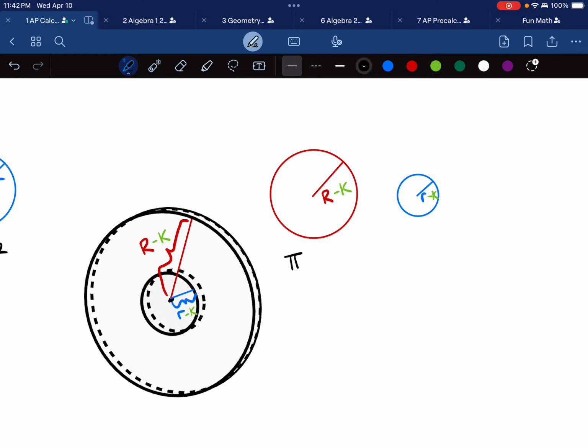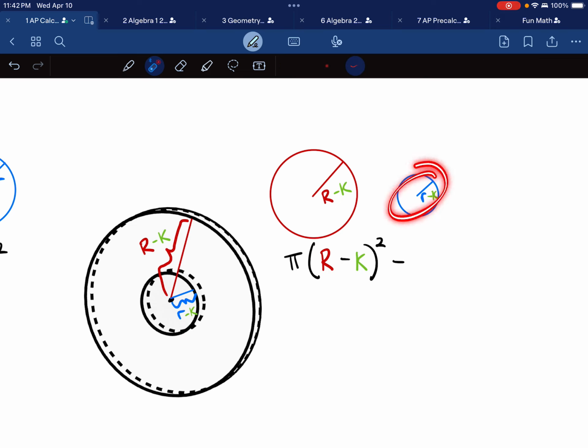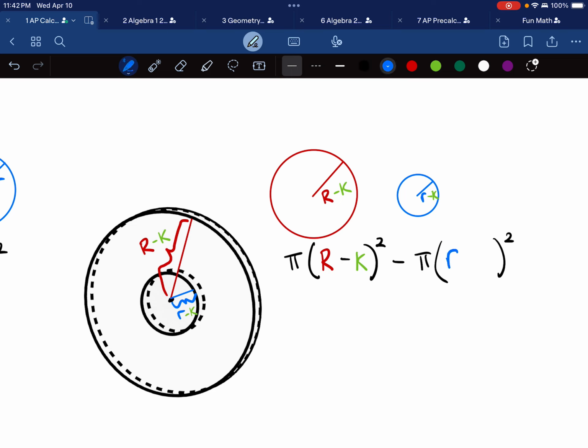This is going to be pi r squared, so pi, and then this entire distance right here is the radius. So this entire thing gets squared. So we're going to say this entire capital R minus k, that entire thing gets squared, and then I have to subtract this entire circle, and that entire circle is another pi r squared. Pi, this is going to be our radius there squared, and the radius here is going to be lowercase r minus k.